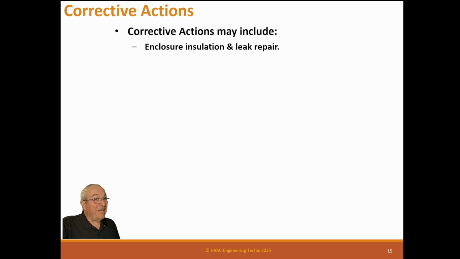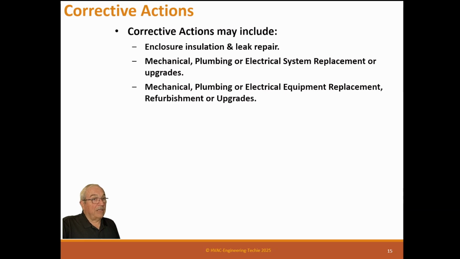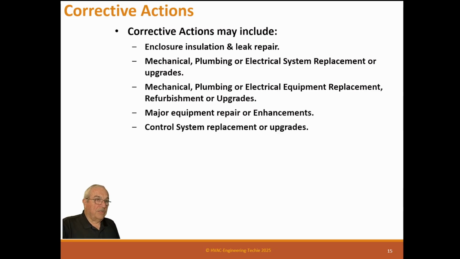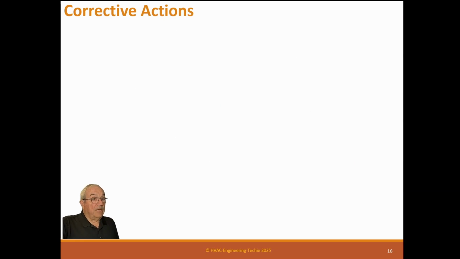Corrective actions may include enclosure insulation and leak repairs, mechanical, plumbing or electrical system replacement or upgrades, mechanical, plumbing or electrical equipment replacement, refurbishments or upgrades, major equipment repair or enhancements, control system replacement or upgrades, design and construction services, complete facility rebalance to current facility requirements. If it's been a large change, they have to do that.